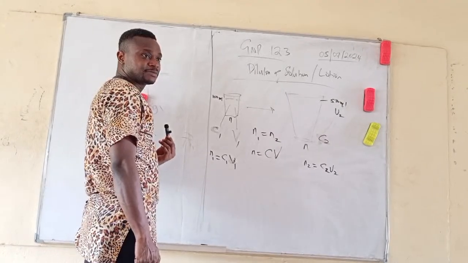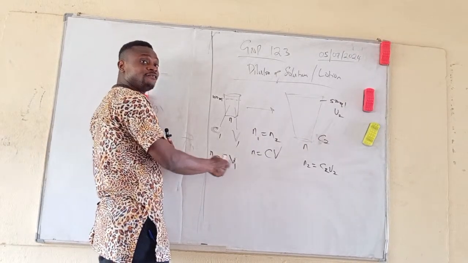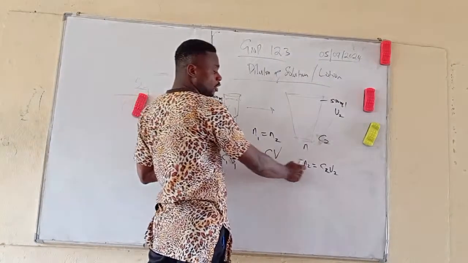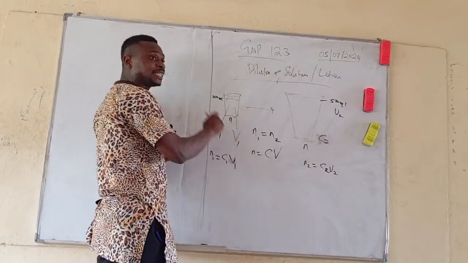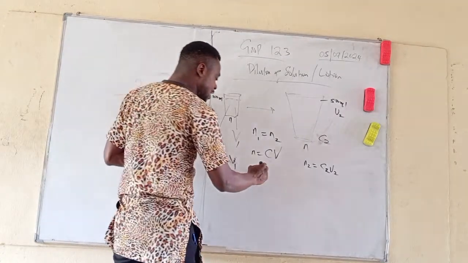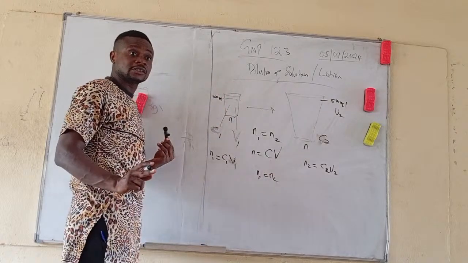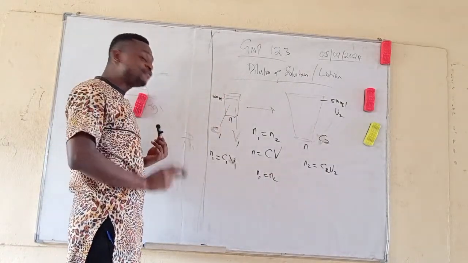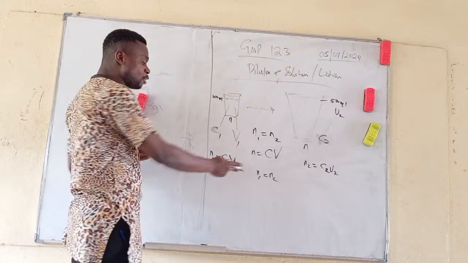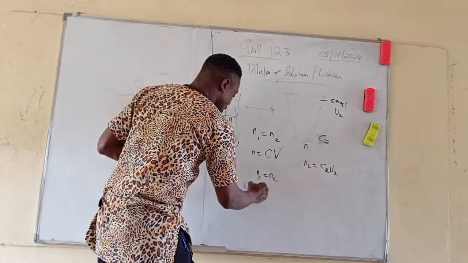Stand up fast. So we have agreed that N1 is equal to what? C1 V1, and N2 is equal to what? C2 V2. But remember that the number of moles did not change, the amount did not change, right? So that means N1 is equal to what? N2. True or false? So if N1 is equal to N2, remember that N1 is equal to C1 V1. That means C1 V1 is equal to what?